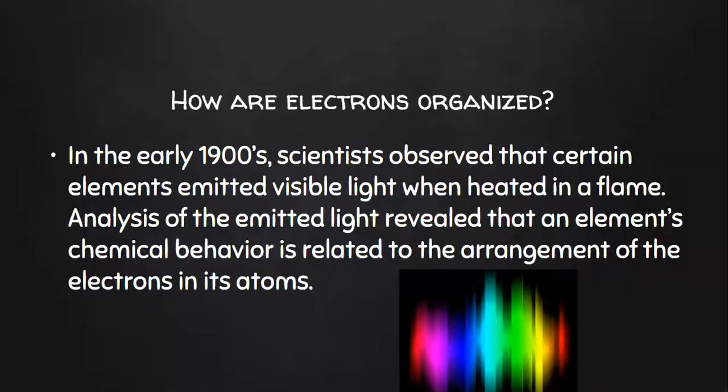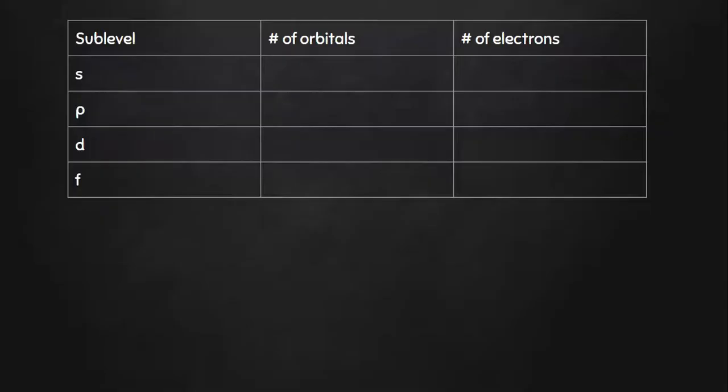All right, so in the early 1900s, scientists noticed that certain elements, when they were put into flame, had a distinctive color. When they analyzed the light, they found out that an element's chemical behavior is related to the arrangement of its electrons. So each atom has a distinctive color that's produced when it's put into a flame.